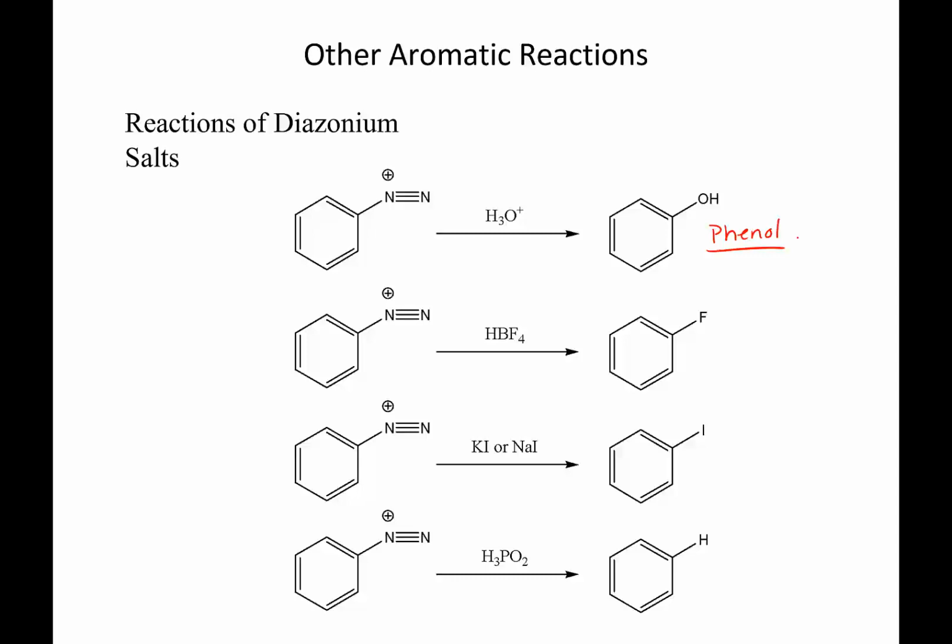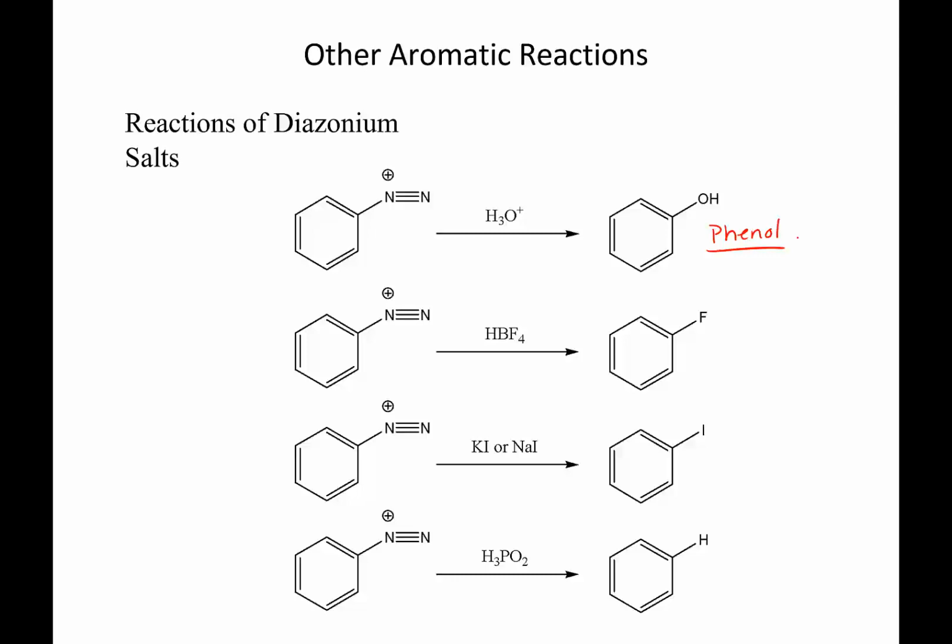Then there's some other groups that we haven't quite talked about. If you use HBF4, that will put a fluorine on the ring. We haven't talked about how to put a fluorine on the ring, but this is one method to do that. Other than the HBF4, which is kind of a weird acid, it works well. And you might say, well, do we really need a fluorine on the ring? There are many pharmaceuticals that have fluorines attached to their benzene rings. And so that's done quite often.